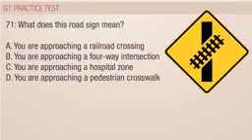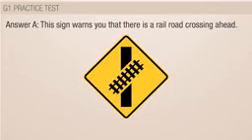Question 71. What does this road sign mean? A. You are approaching a railroad crossing. B. You are approaching a four-way intersection. C. You are approaching a hospital zone. D. You are approaching a pedestrian crosswalk. Answer A. The sign warns you that there is a railroad crossing ahead.